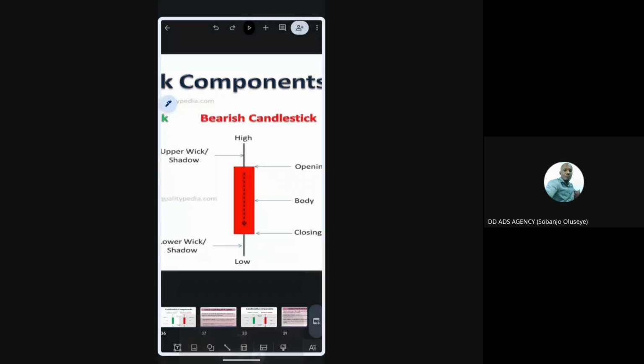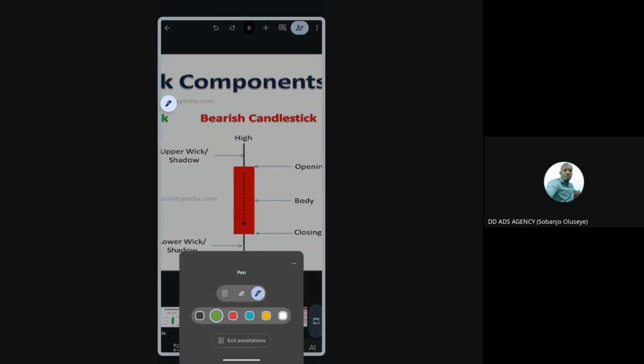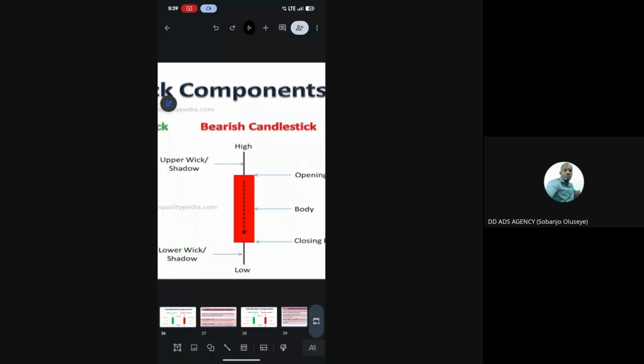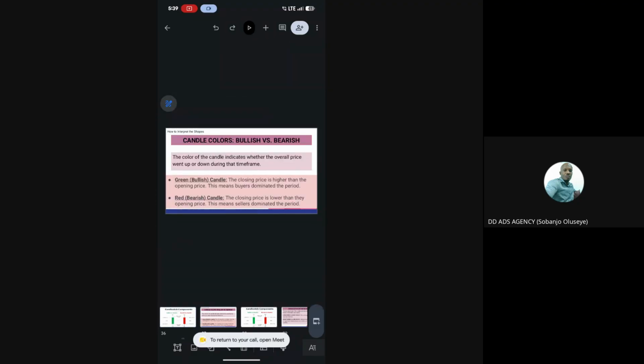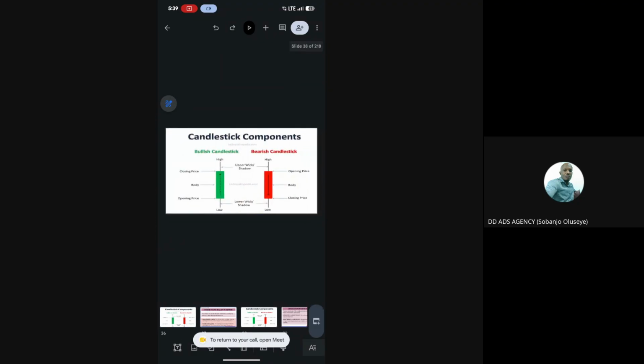Okay, so if you also look at this candle yourself, you can tell from this body that sellers dominated the market. That's what this explanation is right here. And we can see it over here still. It's still the same thing that I've explained earlier. So let's move on to the next slide.